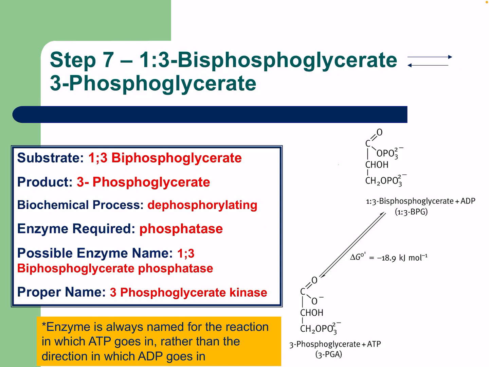So step 7, we go through 1,3-biphosphoglycerate to 3-phosphoglycerate. You can see here we're having dephosphorylation, so we go from bi to just phospho. We go from 1,3 to just 3. So again, products of phosphoglycerate. This is a dephosphorylating. Again, that dephosphorylation involves phosphatases, and the enzyme name is 3-phosphoglycerate kinase. Again, the enzyme is always named for the reaction in which ATP goes in, rather than the direction in which ATP goes. So this is one of the reactions where we are essentially starting the process of getting ATP. So again, this is known as BPG. This is 3-BGA.